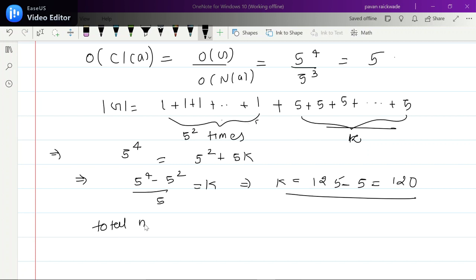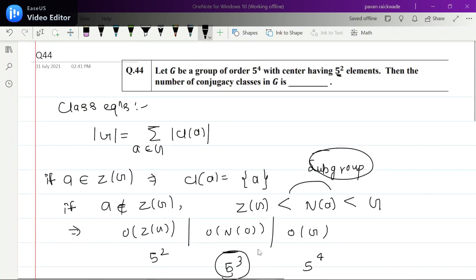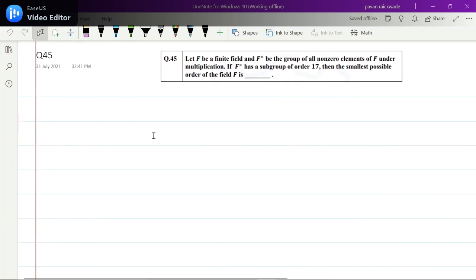Cool. So what we have found is there are 120 classes here and there are 25 classes here. So the total number of conjugacy classes is equal to 120 plus 25, which is equal to 145. That's it. Okay, so the answer to this question is 145. Good.